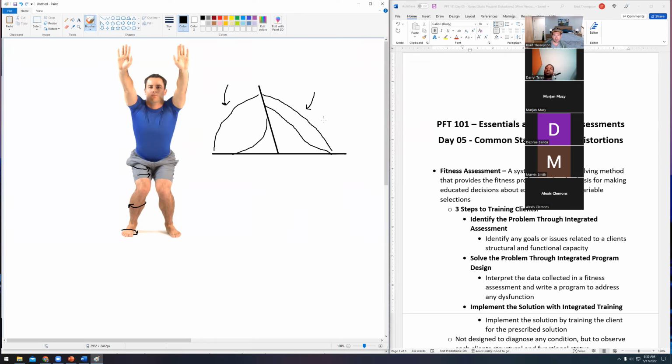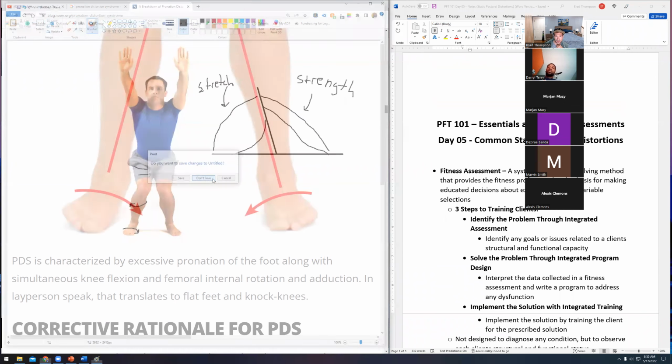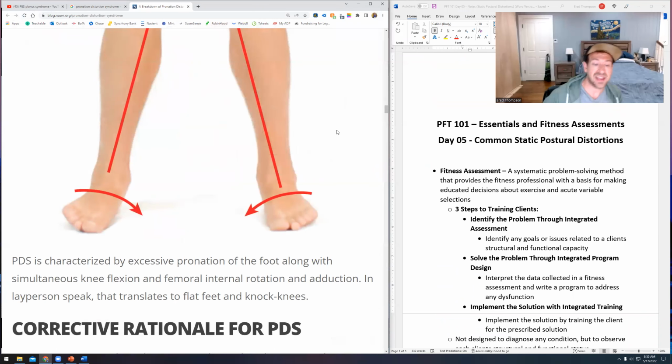So how do we fix it? Well, we need to switch from being eccentric to concentric. So we need to strengthen the muscles on this side, work to tighten these up a bit. And then over here, we need to stretch out these muscles on this side. Whatever's concentrically pulling too much, we're going to loosen up. Whatever's not concentrically pulling enough, we are going to strengthen. And that's what we're going to look at today. So that's pes planus syndrome.